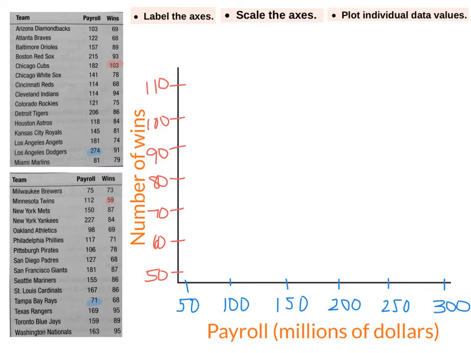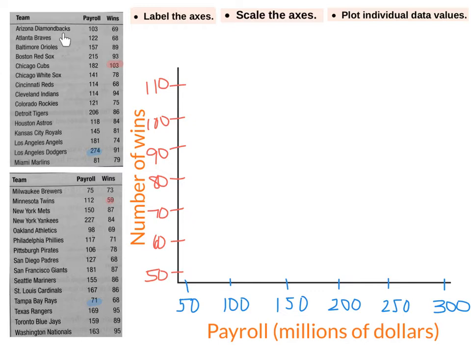I split those up. I scaled that by 10. So we go from 50 up to 110. So the last and arguably the most important thing to do is to plot individual data values. So what I'm going to do is plot every single payroll.